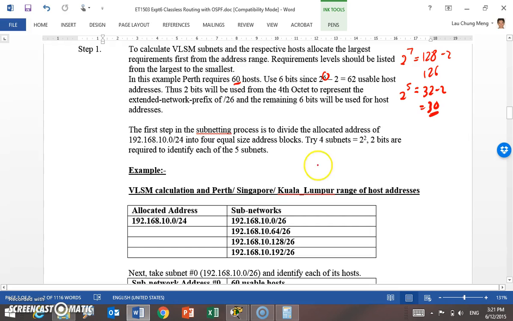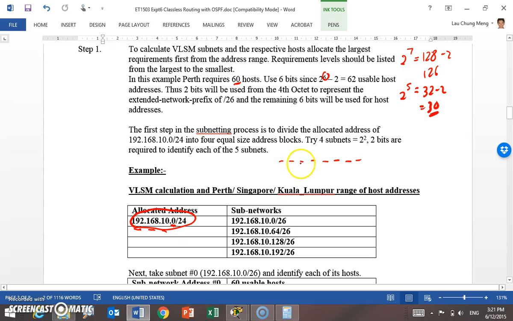If we need 6 bits, we are given 192.168.10.0. /24 means that we are going to use 192.168.10 as the network, so this will be the 8 bits that you can use. Initially the host bits will be 8 of them: 1, 2, 3, 4, 5, 6, 7, 8. If you use 8 bits, this will give us 254 hosts. It's too much, so we only need 6 bits.